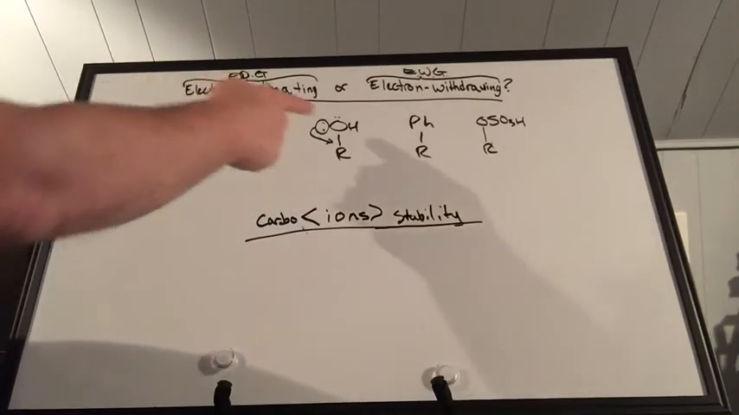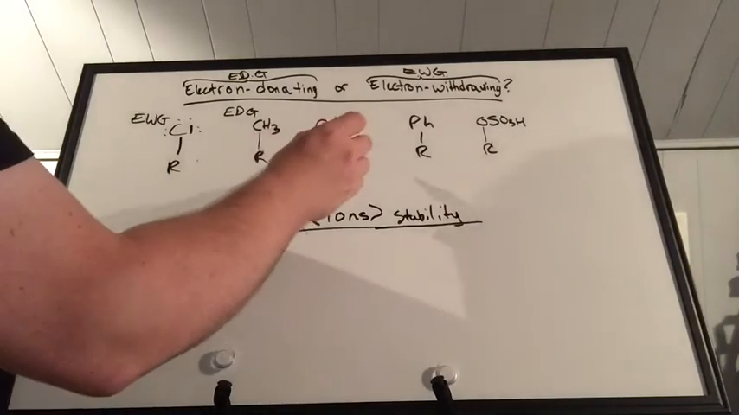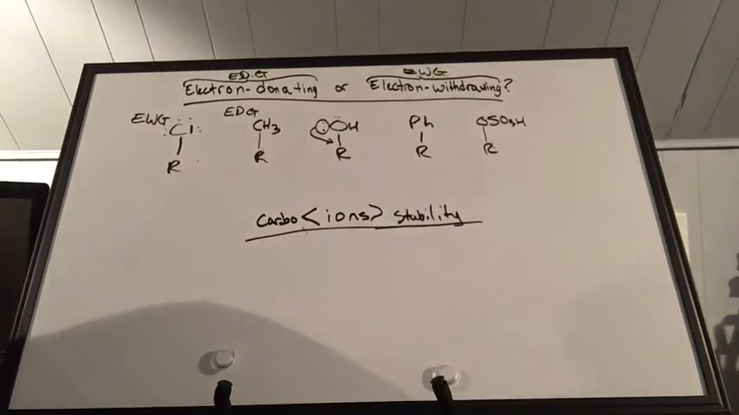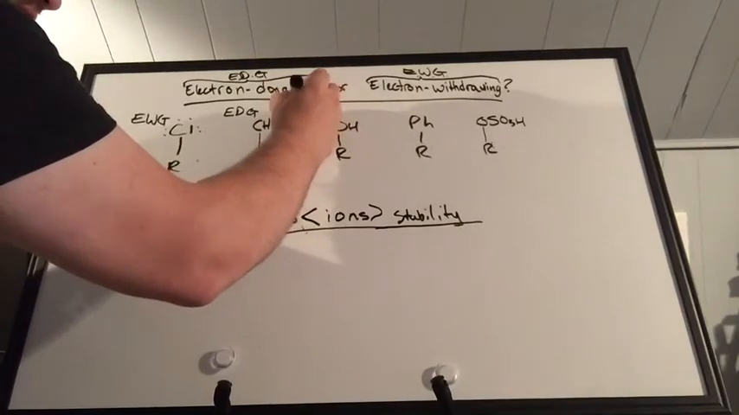Okay, so you might have seen this already with some of your resonance structures that you've worked out elsewhere in this course up to this point. So this can stabilize a nearby positive charge just via resonance. So this is electron donating.